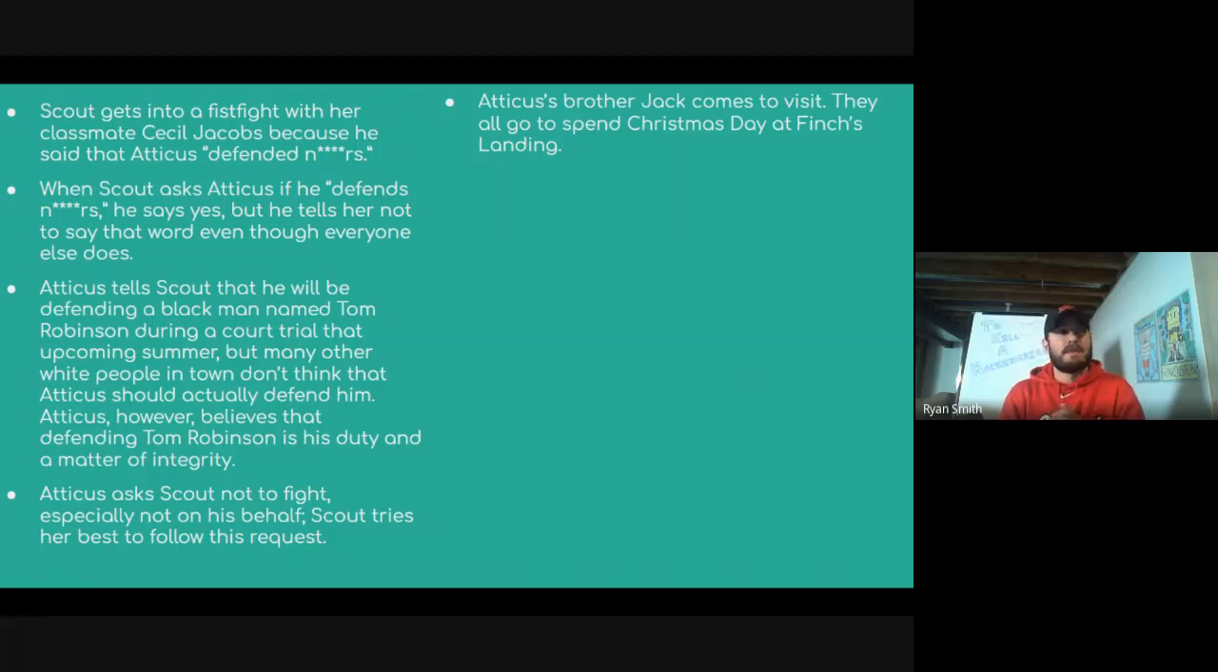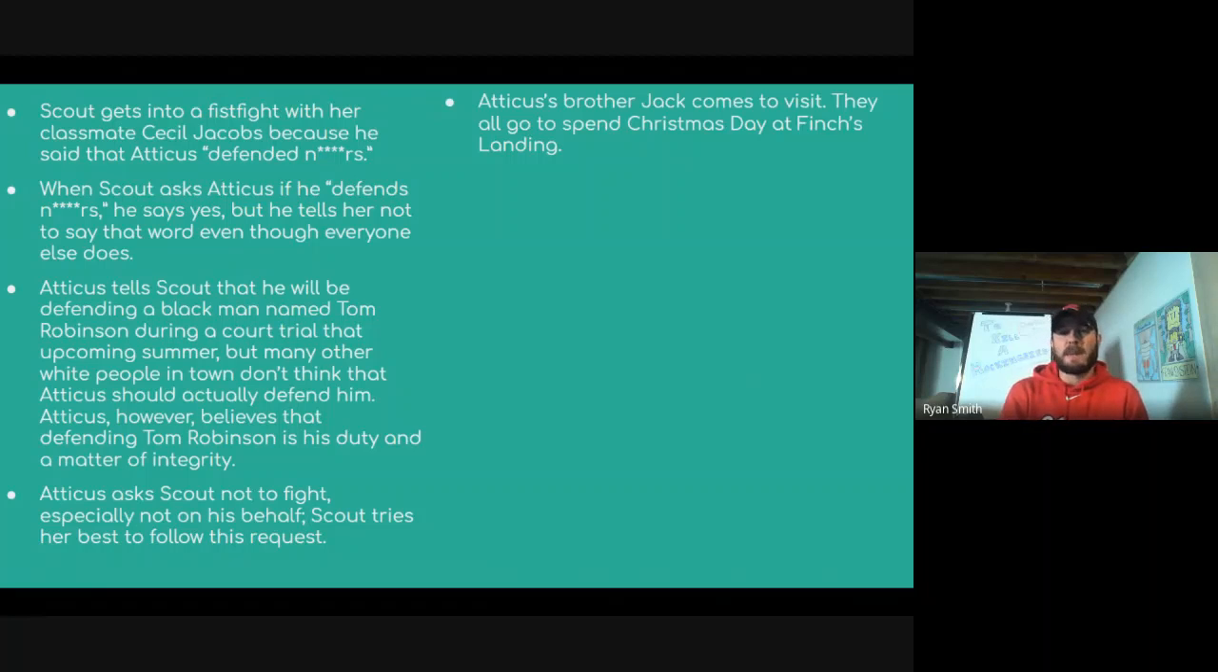Atticus's brother Jack comes to visit. He was mentioned once in chapter 1. He's a doctor. He also didn't stay around here, but he comes to visit, and the kids always look forward to it because he's single, doesn't have kids, and gives them presents a lot of times, so they're always excited about that.